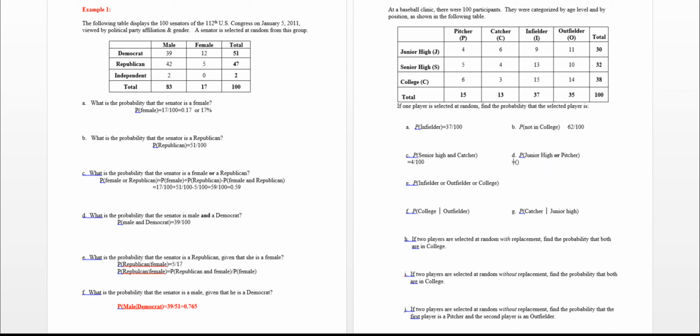Wilson. Oh, I don't like how that lined up. So I want junior high school, that's a total of 30, plus pitchers, that's a total of 15, and then I have to subtract the intersection of 4, and then divide that by my total. Since I'm considering all, it's not a conditional. So here that'd be 41 out of 100, which you could calculate the decimal for.